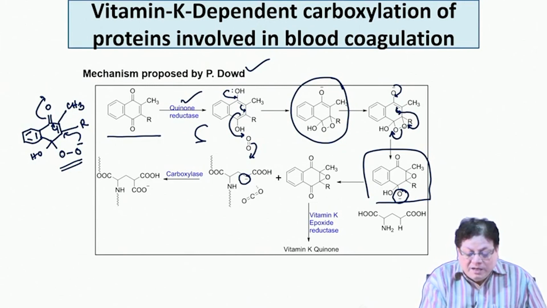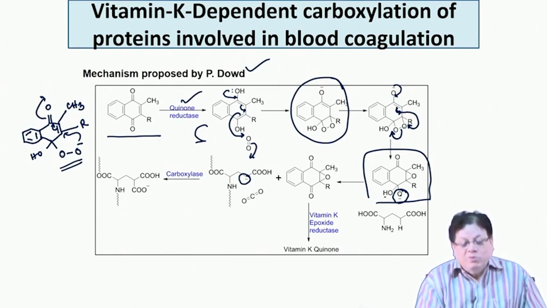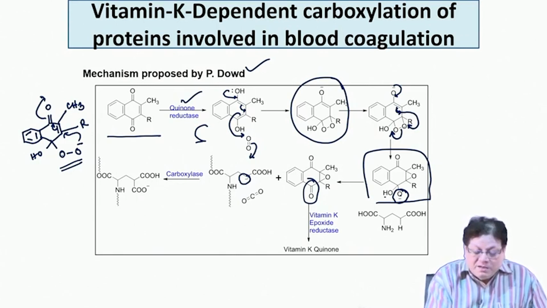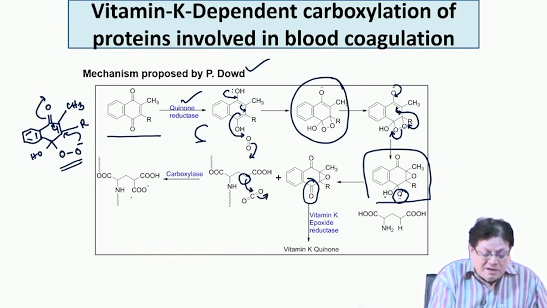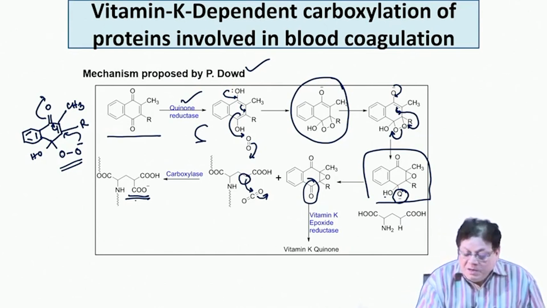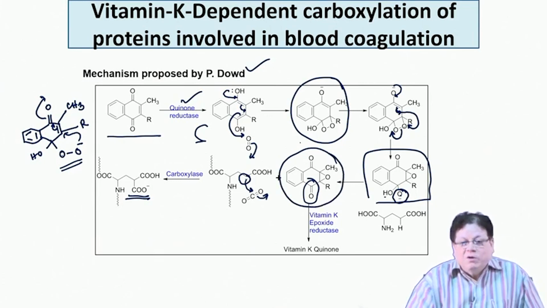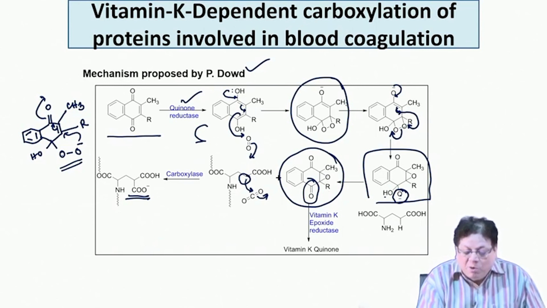The alkoxide now takes the hydrogen from here. So, it becomes OH, and you know 2 OHs on one carbon means basically it is a carbonyl. So, that goes to carbonyl with loss of water, and the glutamic acid residue becomes the anion, and this anion now reacts with carbon dioxide, and that is how this carboxylation takes place. Okay. Now, this vitamin K is in the oxidized form, and moreover it has an epoxide here. So, this is called vitamin K epoxide.